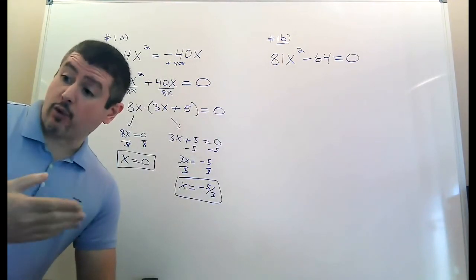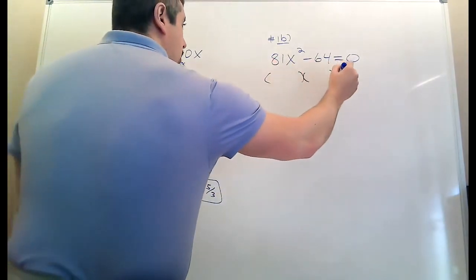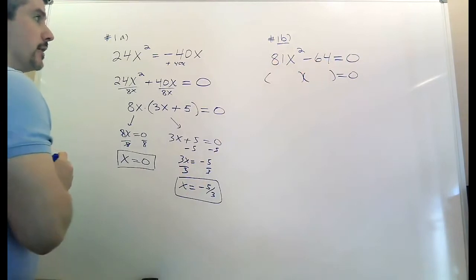Now, the other one the solvers love to do wrong. The difference of perfect squares. All right? Again, another important factoring technique. Now, the problem says solve by factoring. You don't have a choice. You got to factor it.